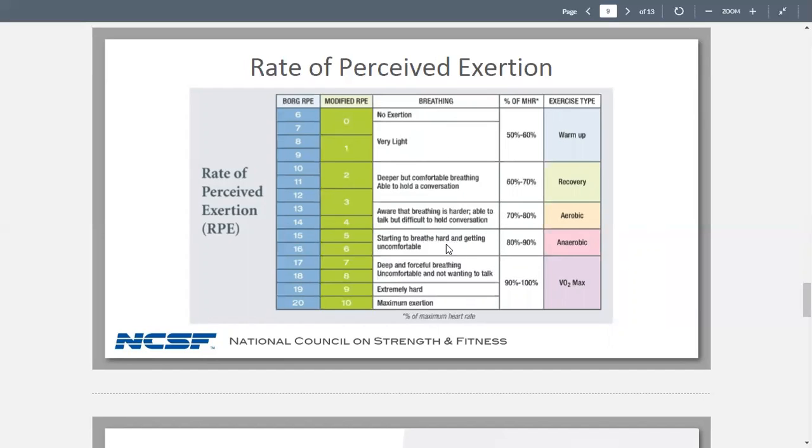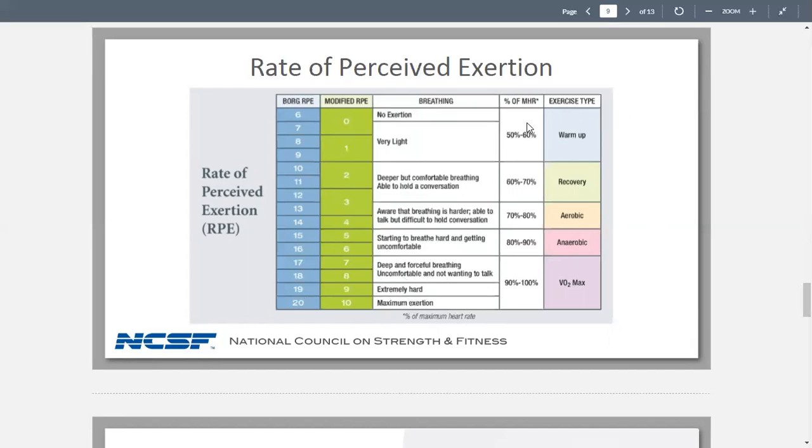You might have gotten a little bit too high, and when we're going through VO2 max, you're going to have deep and forceful breathing, uncomfortable and not wanting to talk. You're going to be at a 7 or 8 on the modified RPE scale, or a 17 or 18 on the Borg scale. This is going to be 80 to 90% of max heart rate. Extremely hard is a 9, and maximal exertion is a 10, and a 20 on the Borg scale.